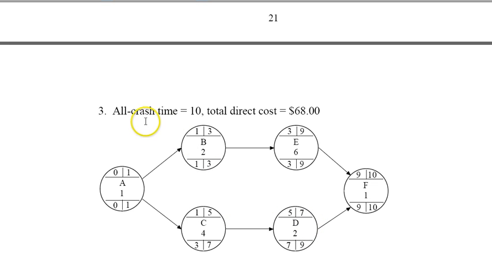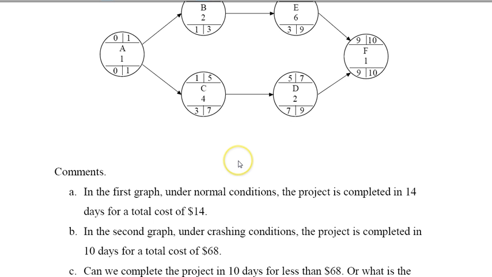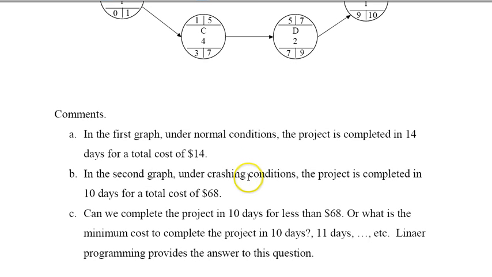So the question is, since I know that I can complete the project in 10 days, can I complete the project in 10 days for less than $68? Because here I crashed all activities to the maximum, maybe I didn't need to do that to achieve the 10 days. So how do we do that? The answer is we can do it with linear programming. So we're going to model this as a linear program.